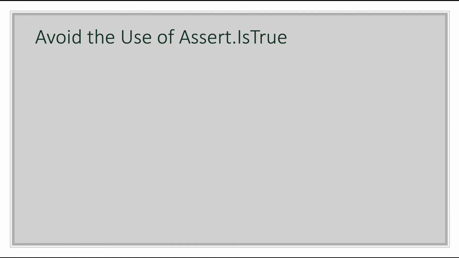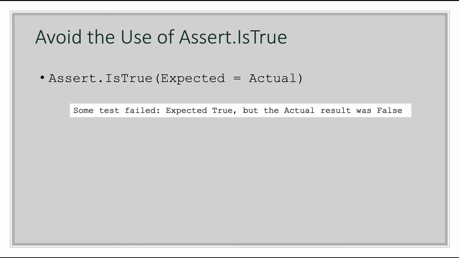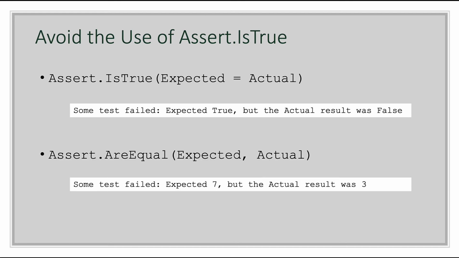Avoid the use of Assert.IsTrue. So avoid checking for a Boolean condition. For instance, instead of checking if two things are equal with Assert.IsTrue, use Assert equal. Because if your test fails, Assert true may give you something like: some test failed, expected true, but the actual result was false. That doesn't tell you anything. Instead, use Assert equal. So it gives you: some test failed, expected 7, and the actual result was 3. So which is more valuable as an error message?